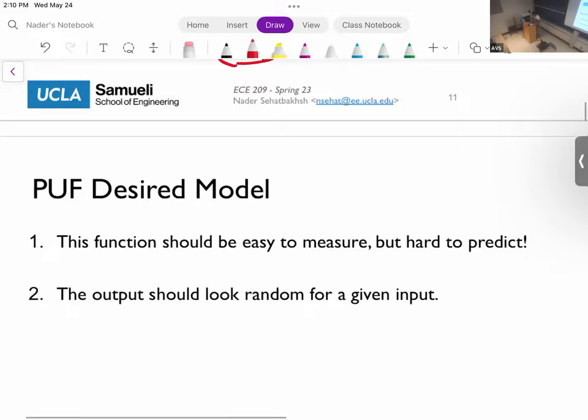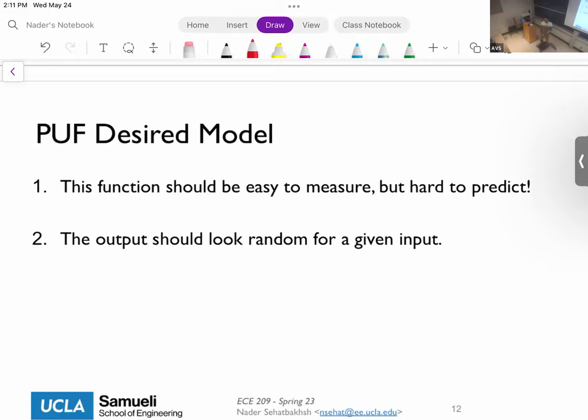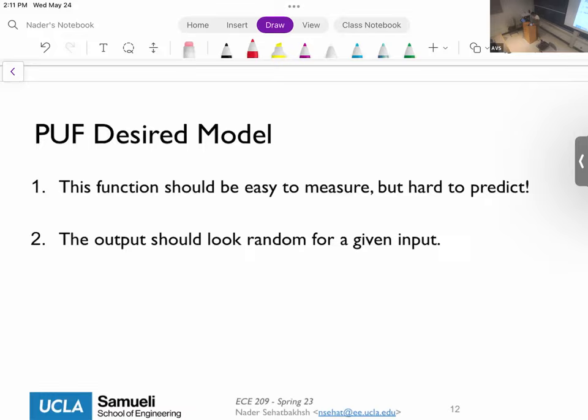So the desired functionality of a PUF is a system that is easy to measure but hard to predict, right? Measure means that the actual user can easily generate the key given a particular challenge. But if the adversary sees the challenge without access to the PUF, they should not be able to determine the key. So the prediction is in this sense. Because if the adversary can predict easily, then they can predict the key easily, and then the entire thing will not work, right? So those are quite intuitive and obvious requirements.